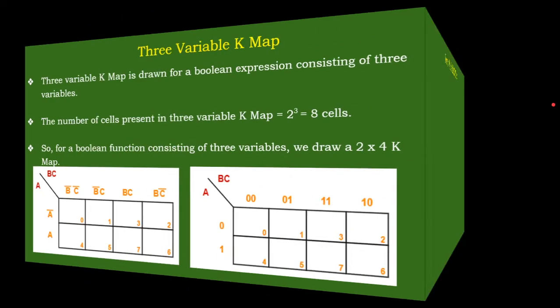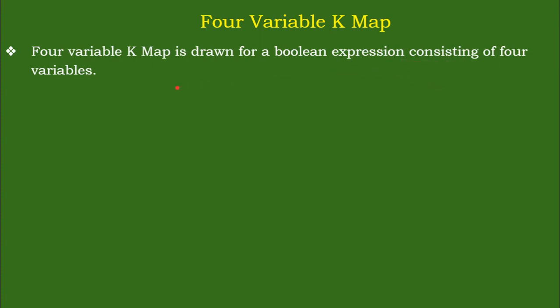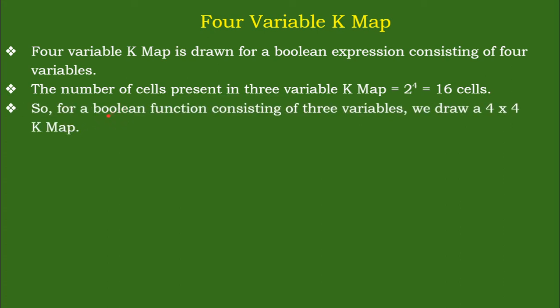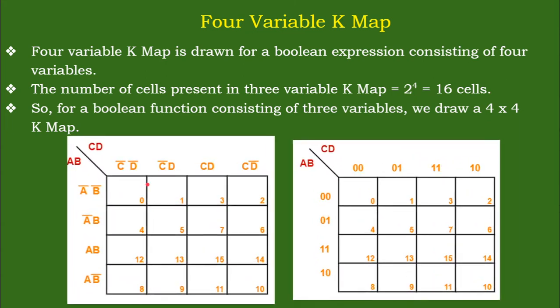So let us see the next one, the 4 variable Karnaugh map. As we know that we are having 4 variables, so we have 2 power 4, 16 cells ranging from 0 to 15. We can draw a map of 4 by 4, and then we can fill the Karnaugh map. As you saw in the earlier slides, either we can use the variables or the values. We have to remember that the order should be perfectly followed. So we have 16 values from 0 to 15.